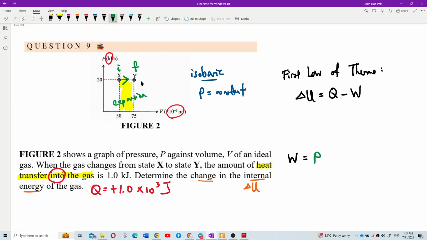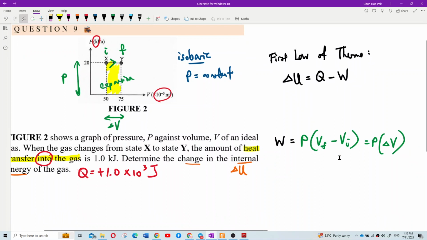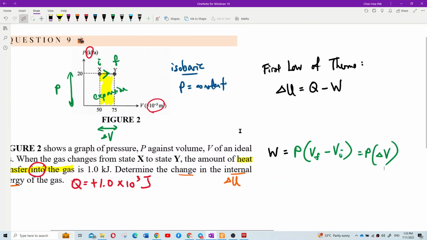So work done is pressure multiply the change in volume. This is the pressure and this is the delta V, right? Delta volume. So just take V final minus V initial. Always we want to find pressure times delta V. So itulah V final minus V initial.